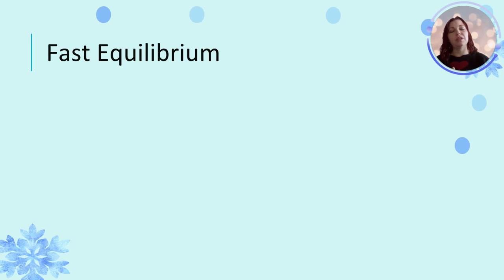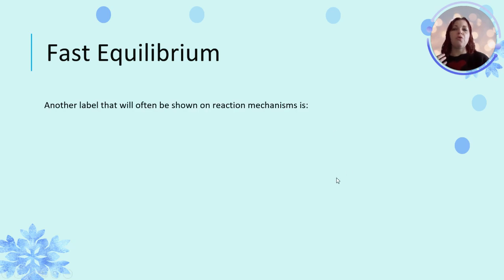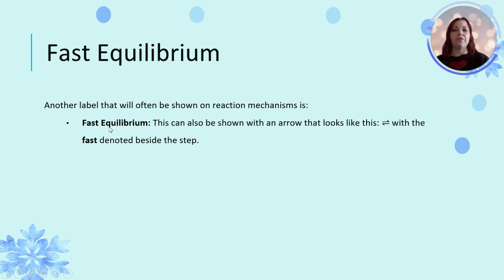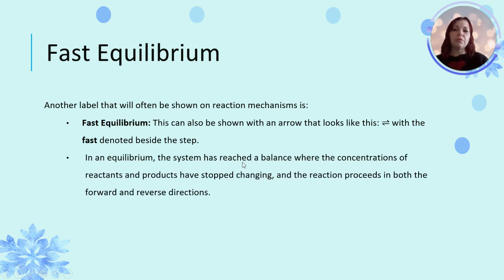In this situation, we use the concept of something called fast equilibrium when that's the first step. So sometimes you'll see this labeled a fast equilibrium. You can also see that written as a double-headed arrow that looks like this with the word fast beside the step. In equilibrium, the system has reached a balance where the concentrations of your reactants and your products have stopped changing and the reaction proceeds in both the forward and reverse directions.